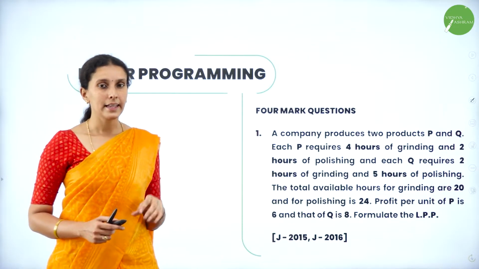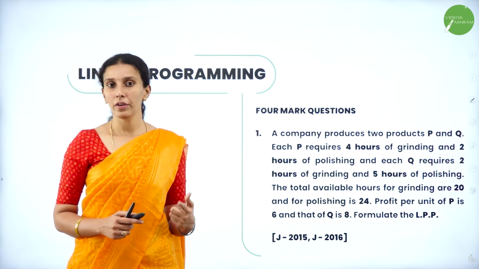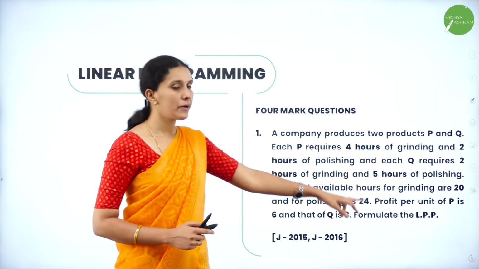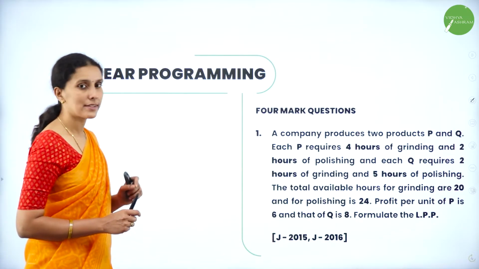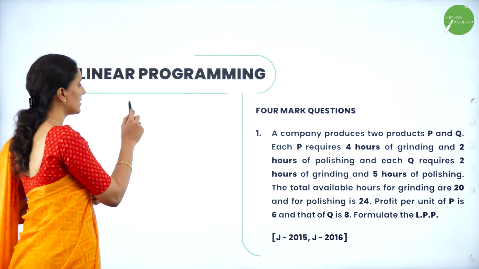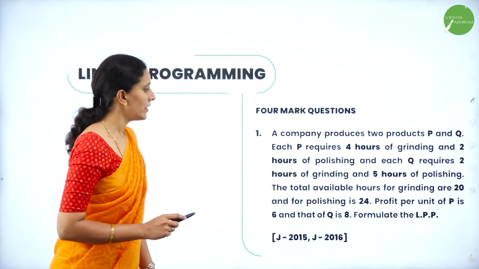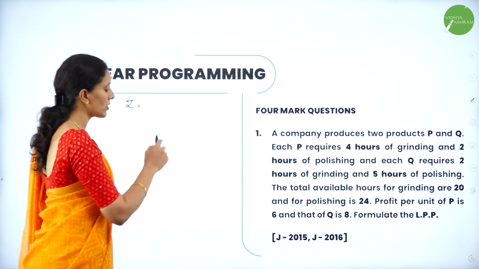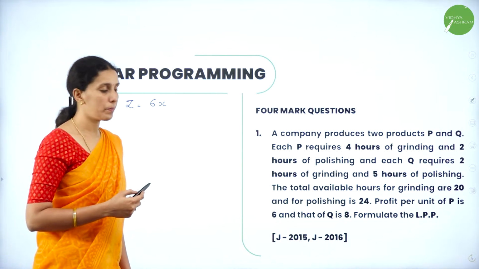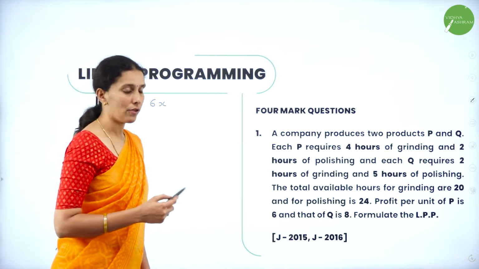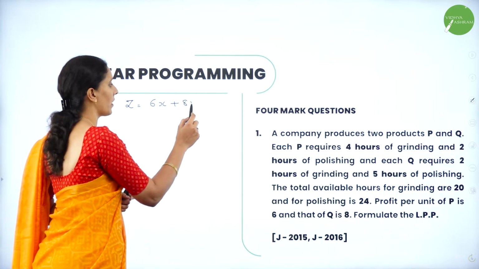This is the basic thing, that in linear programming problems either we will maximize the profit or we will minimize the cost. Here the profit per unit is given. Therefore my objective function will be to maximize the profit. That is Z is equal to, the profit per unit of P is rupees 6, so the total will be 6x. Let the total number of units be x for P and y for Q. So the total will be 6x and for y it is 8y.